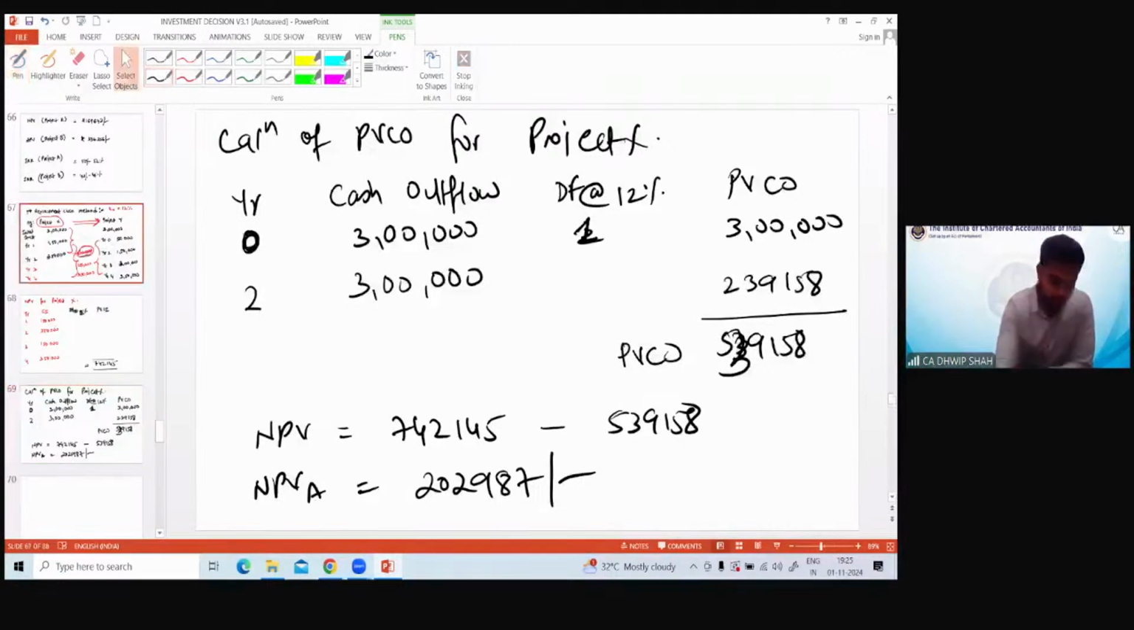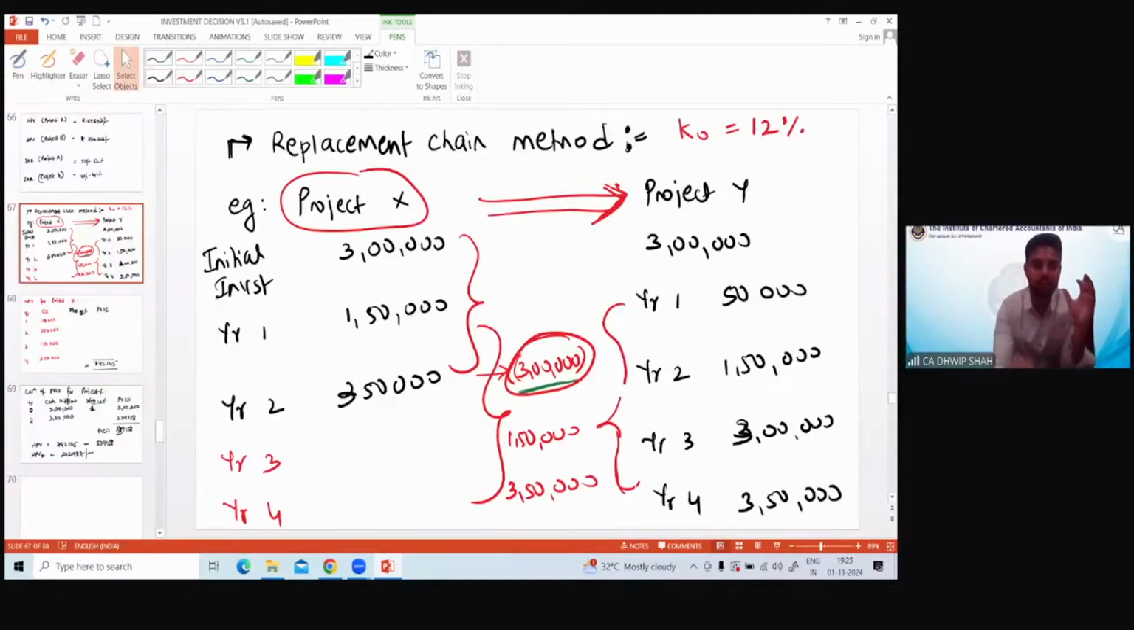Understood everyone? What we did, we undertook the entire project one more time, as if project X started today, ended at year 2, then I again invested 3 lakh at the end of year 2, and generated cash inflows for year 3 and year 4. Okay? So I undertook this project again entirely one more time. Why did I do that? To bring the life at par with project Y.